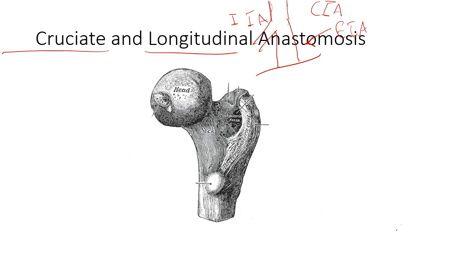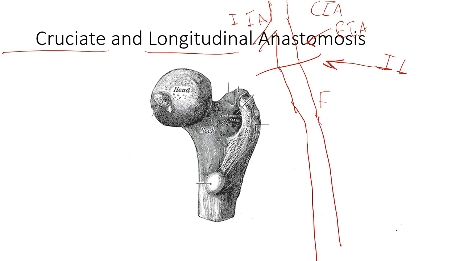Now there is a demarcation where the external iliac artery becomes the femoral artery. What is this demarcation? This is the inguinal ligament. And this is the femoral artery. Now the femoral artery is going to give a posterior branch, known as the profunda femoris.